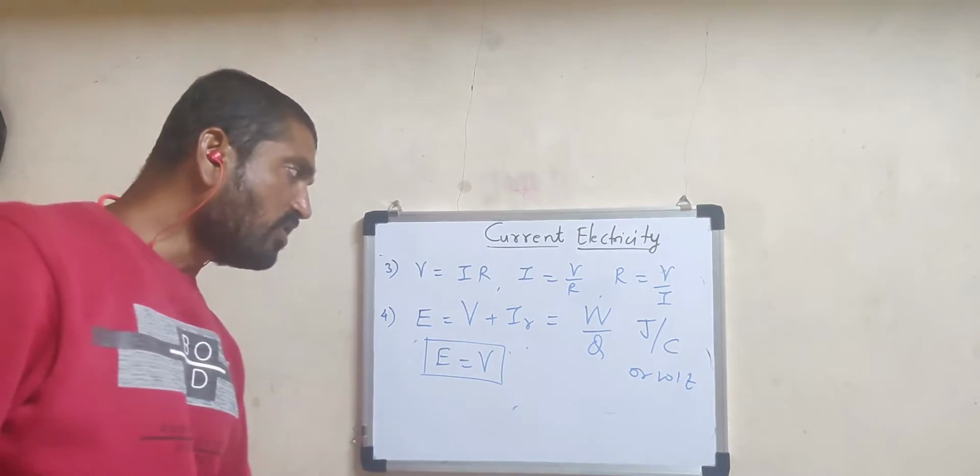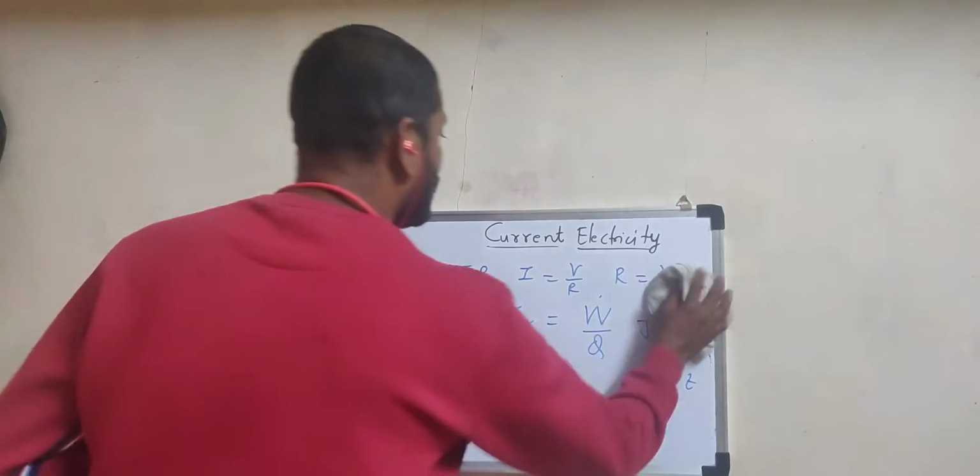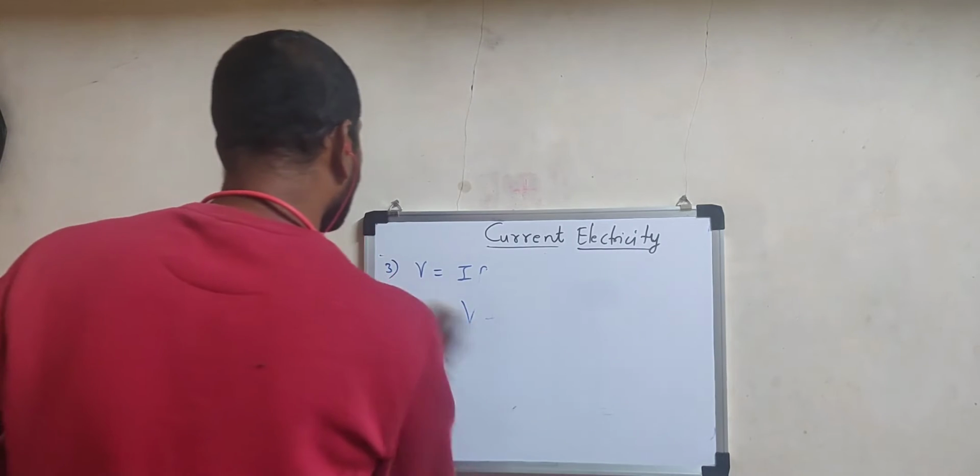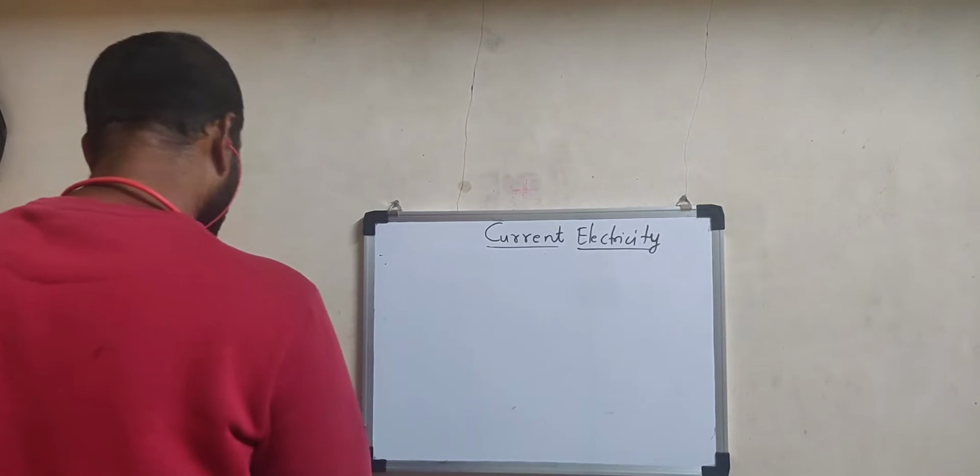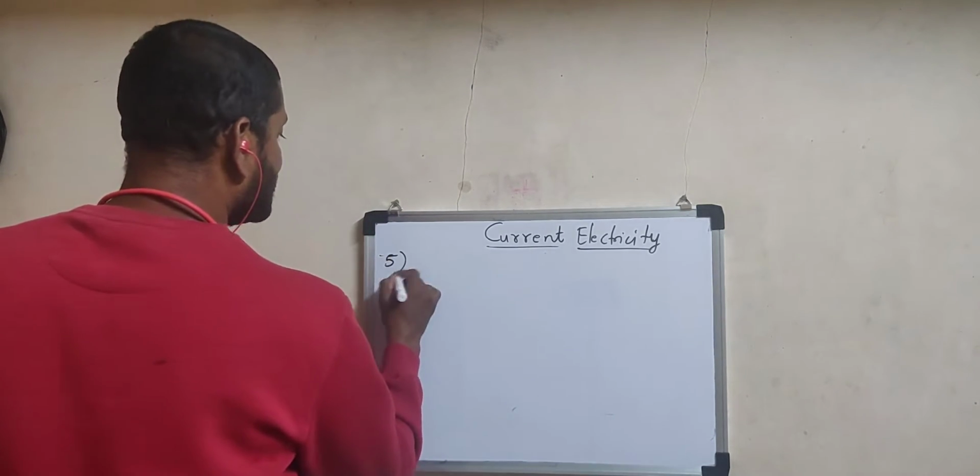Now the next important formula, number 5, which is very important, is nothing but the resistance of a given metallic wire. So what is the formula for resistance?